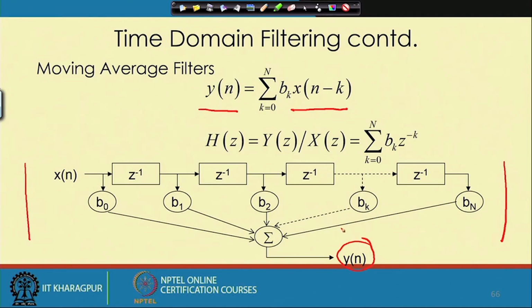So, if we look at the transfer function H z equal to Y z by X z, we get what is given here. It is also expressed in terms of the b k.